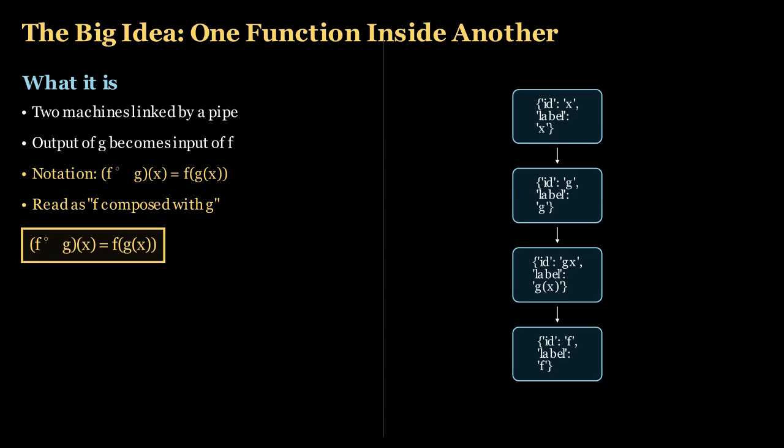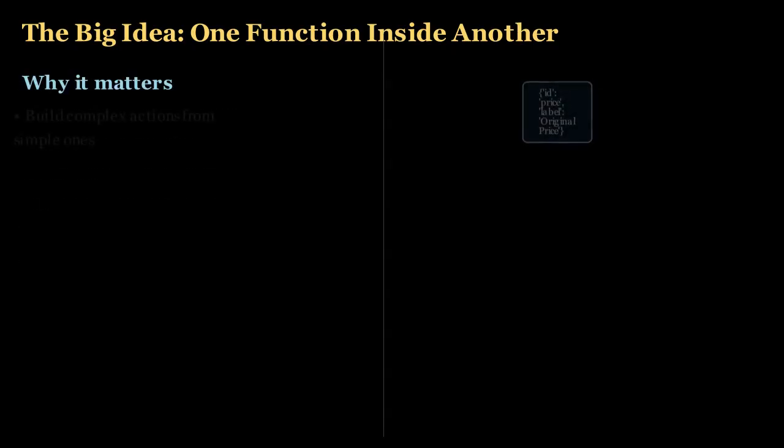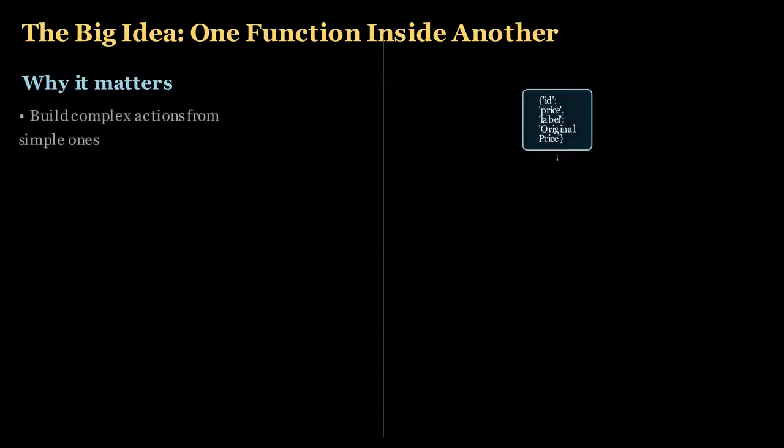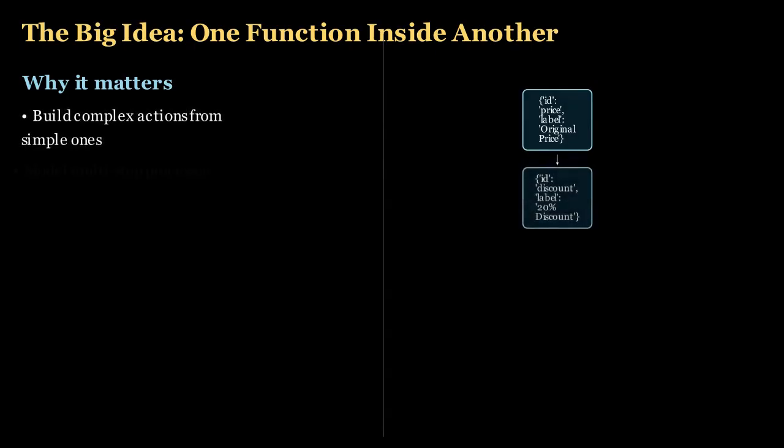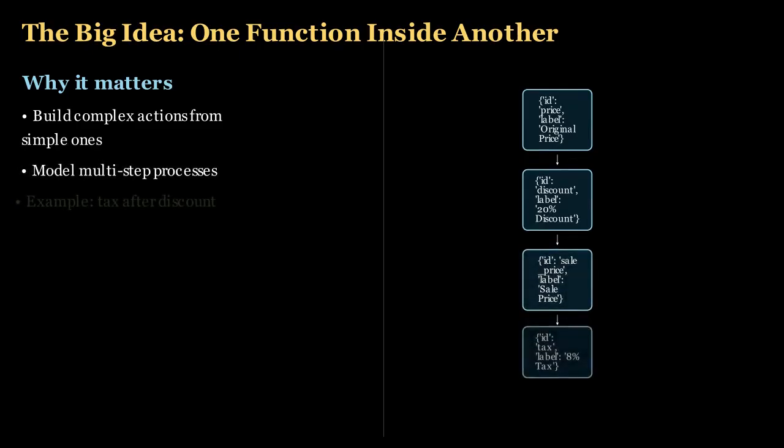Why would we want to chain functions together like this? Because the world is full of step-by-step processes. Think about buying a shirt on sale. The store applies a 20% discount first, and then charges 8% tax on the reduced price. That's 2 functions in a row, discount then tax. Composition lets us wrap that whole 2-step process into a single function.